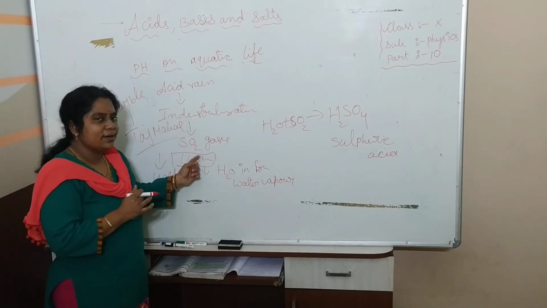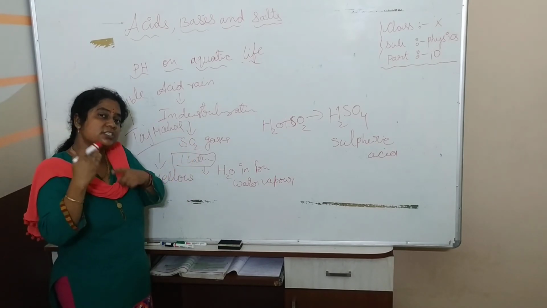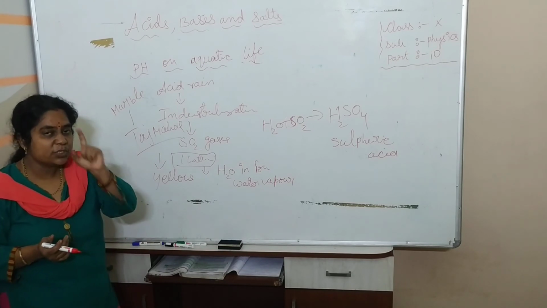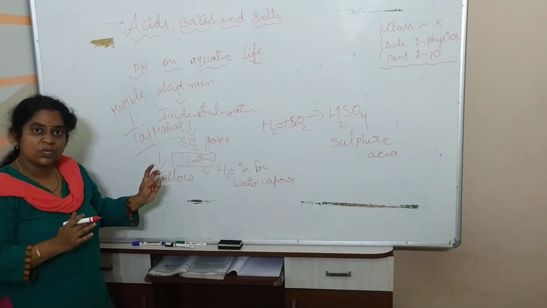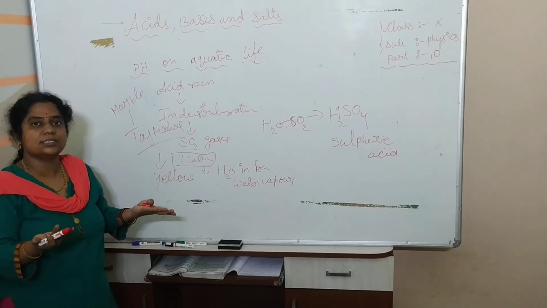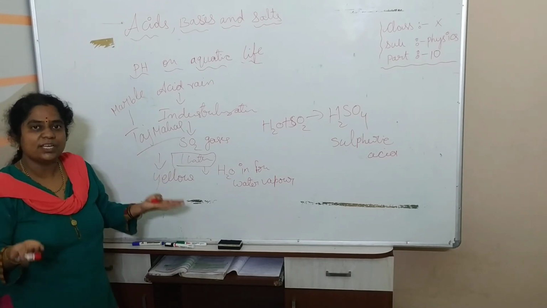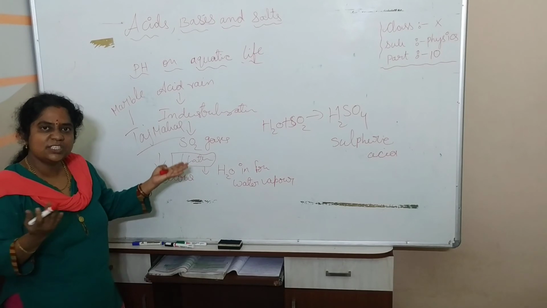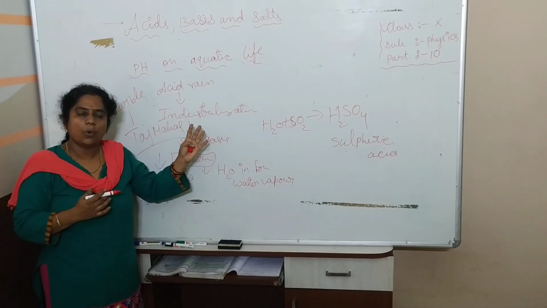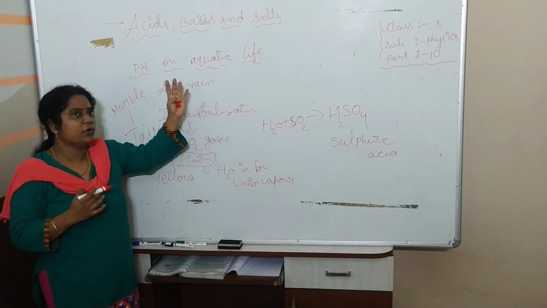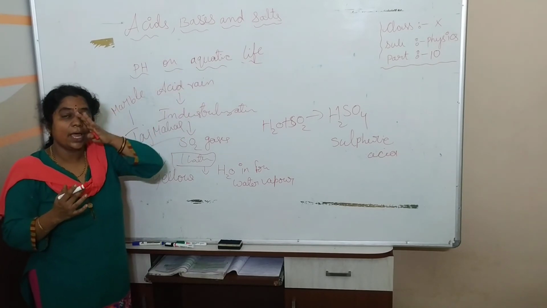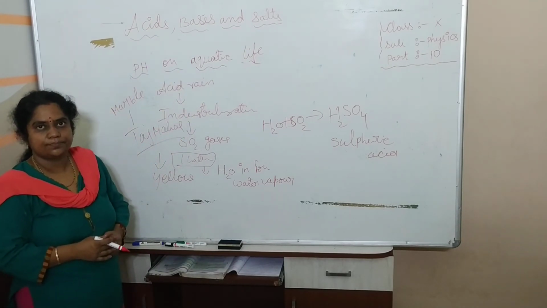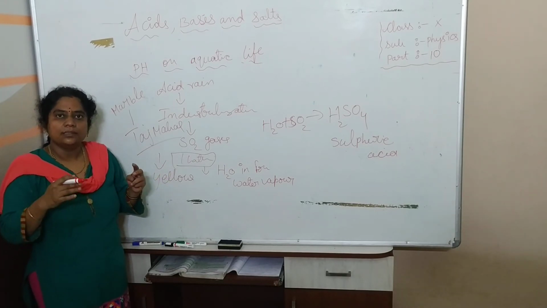So, here when a stone is changing its color because of acid rain, you can understand what will happen to life. A stone is reacting with acid and changing its color. A lifeless stone, which we say is very strong, if it is changing its color, what will happen? You can imagine what is happening to the aquatic life when acid rains fall.